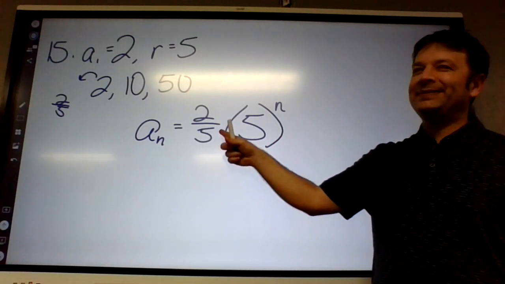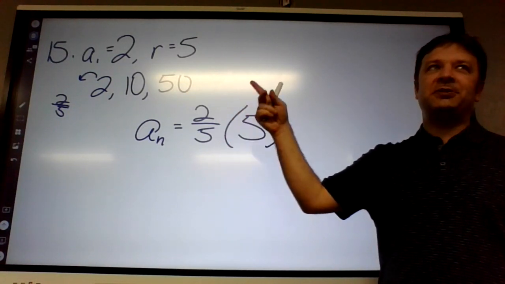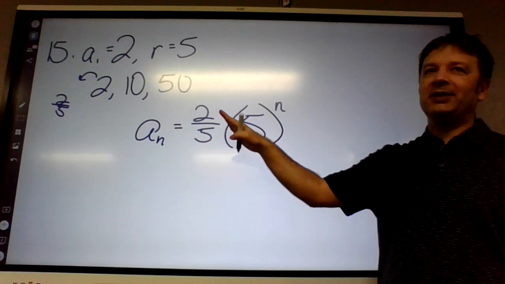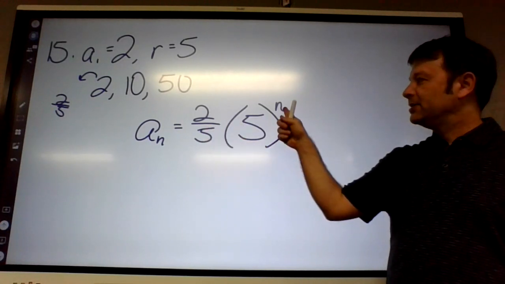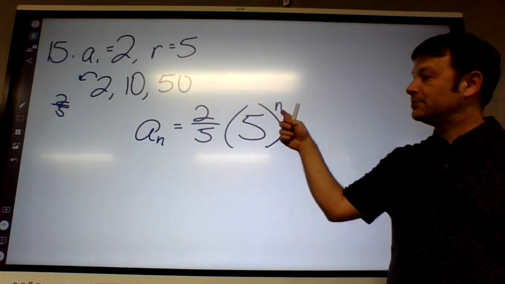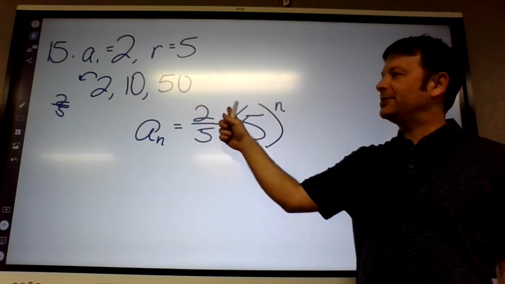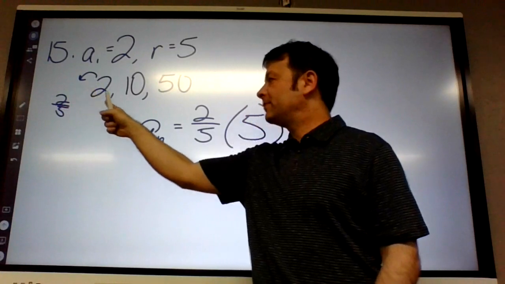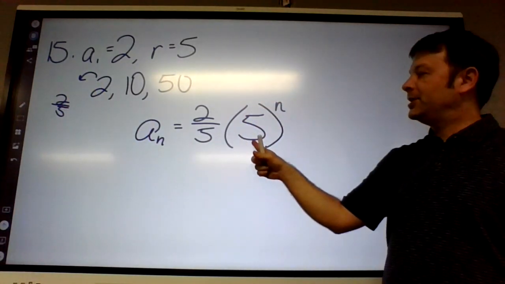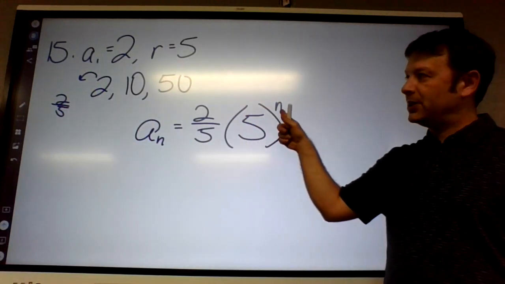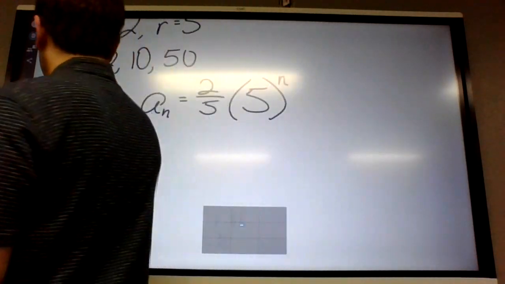All geometric sequence explicit formulas look something like this. Variables in the exponent. You have a starting number that you have to back up 1 from that. And then your common ratio goes right there, variable is in the exponent. Okay, let's try it again.